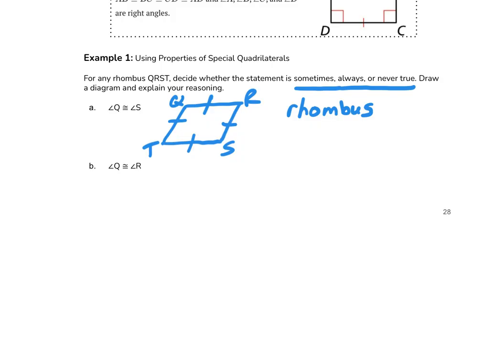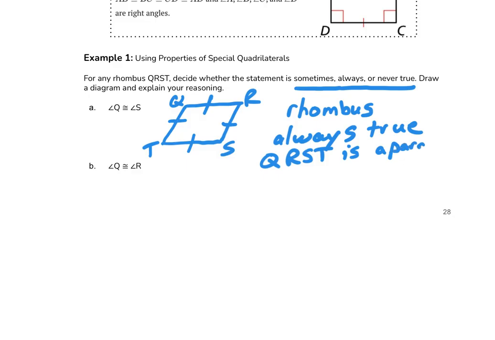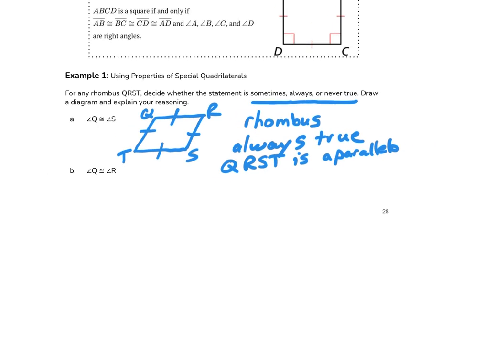They're equal, right? We know this figure is a parallelogram, and in a parallelogram, opposite angles are always congruent. That's one of the properties of a parallelogram. Opposite angles are always congruent. So for this one, we would say this is always true. And because QRST is a parallelogram, and we know in a parallelogram, opposite angles are always congruent.